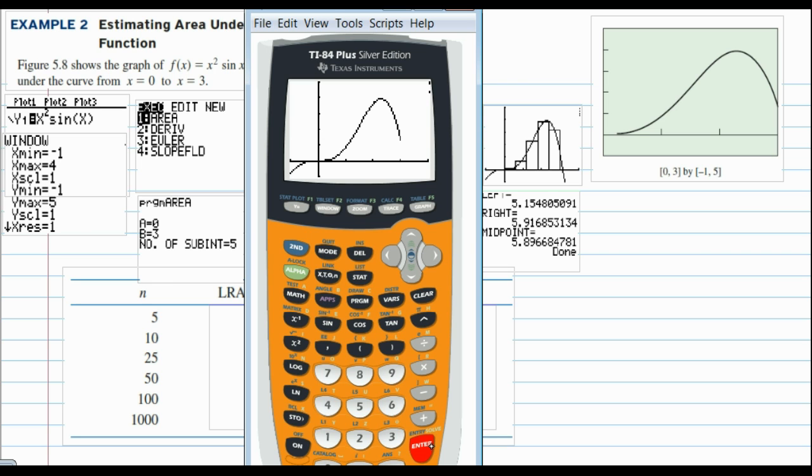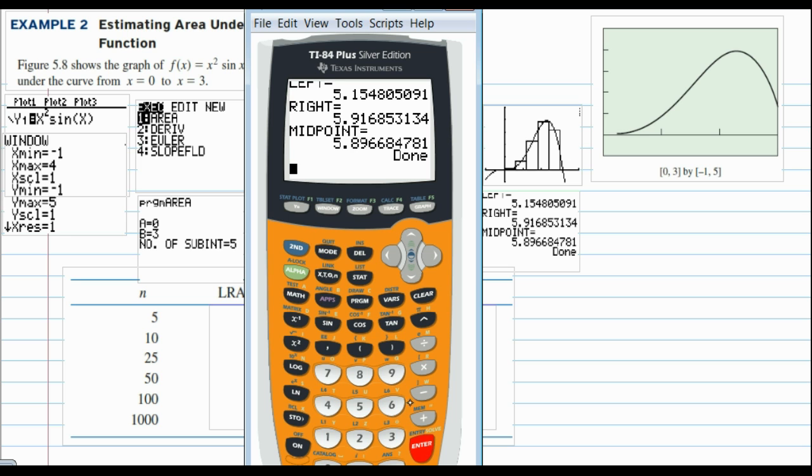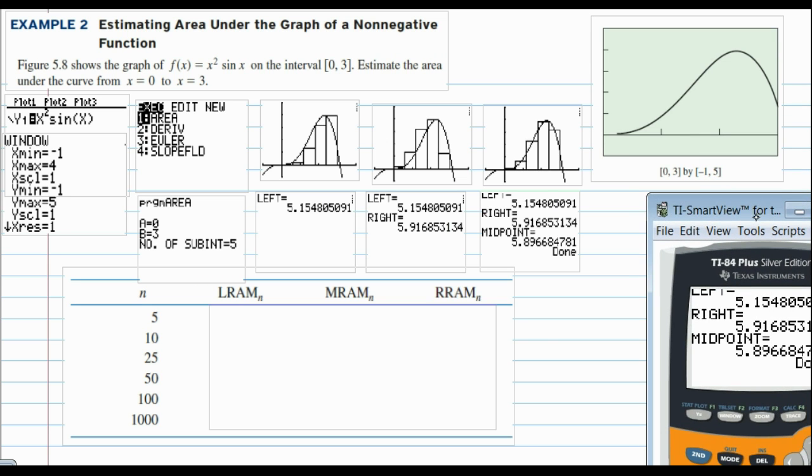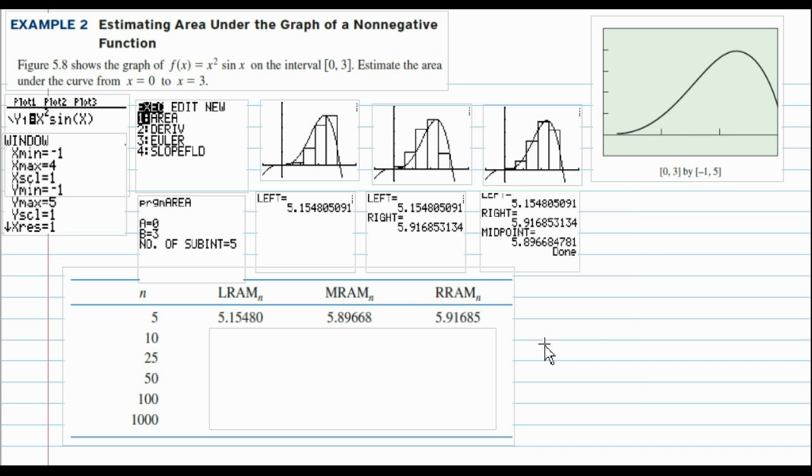And now it's going to go to, I believe, yep, RAM. So be careful, it does left, then right, then middle. Enter. Now it shows you the right approximation. Enter again. We'll leave you with MRAM, visualization first, and then the numerical approximation. So now, of course, I can be writing all of those down in my chart that the problem gives me. So there are my estimations for just 5 rectangles.